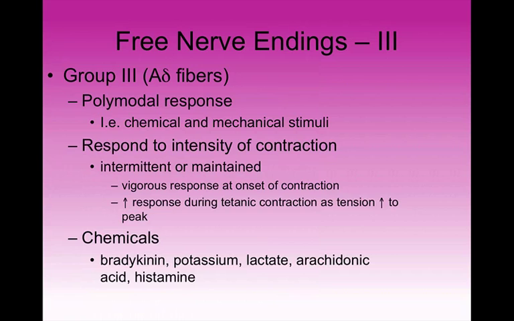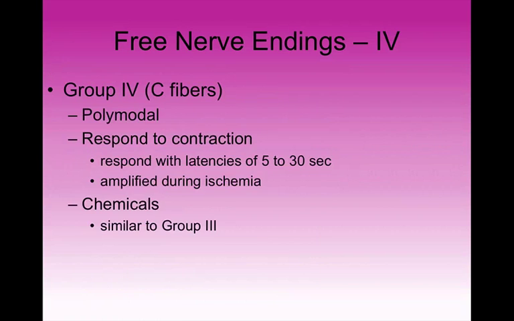The type 3 fibers do have a little bit of myelin around them. They do transmit impulses a little bit faster than the type 4 fibers do. The type 4 fibers are essentially unmyelinated. In the pain literature, they're thought to be the ones that lead to that sort of dull, poorly localized, but long-lasting pain following an injury.